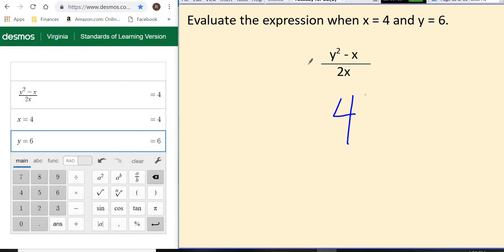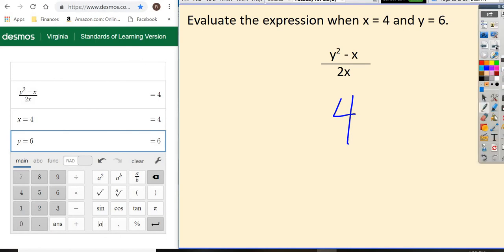Now, if you just want all of it together, that's fine. If, for example, they wanted your answer as a fraction, you could do the y squared minus x on one line, then the 2x on the next line, and you just have to remember that it's a fraction in case you have to simplify. So let's see if there's any more intermediate.